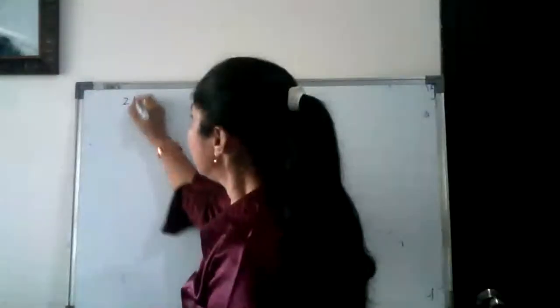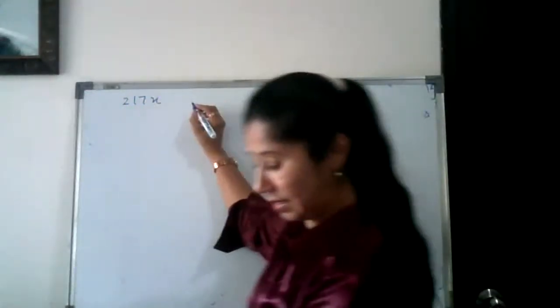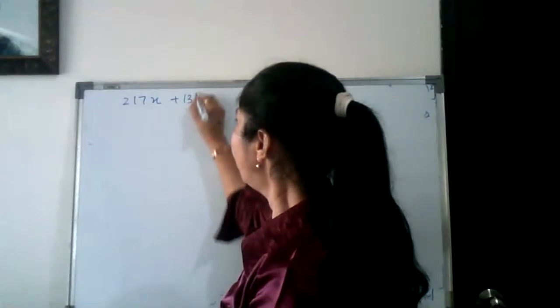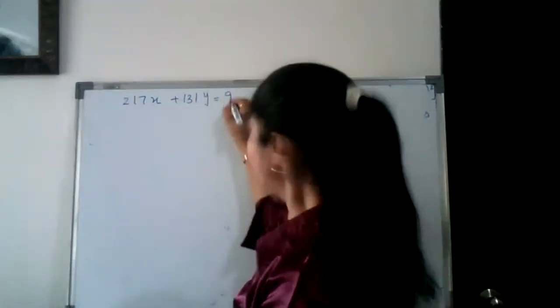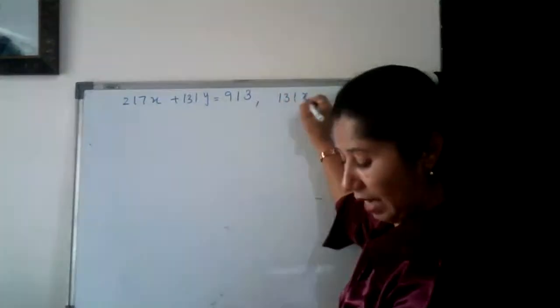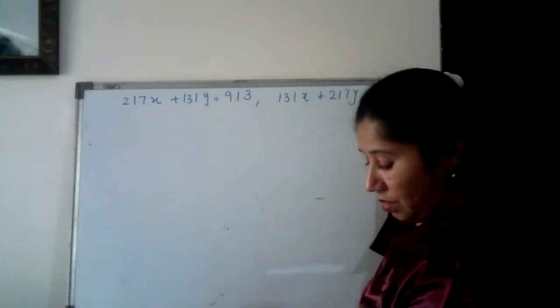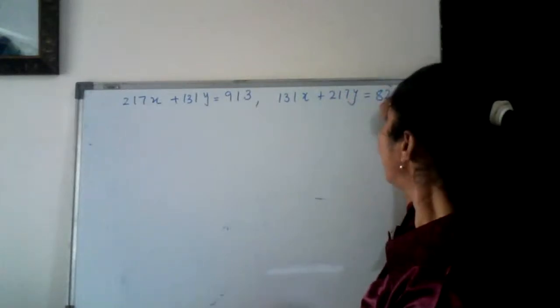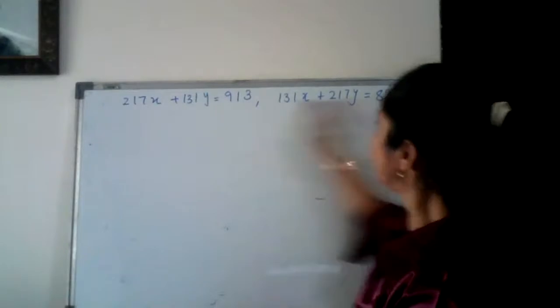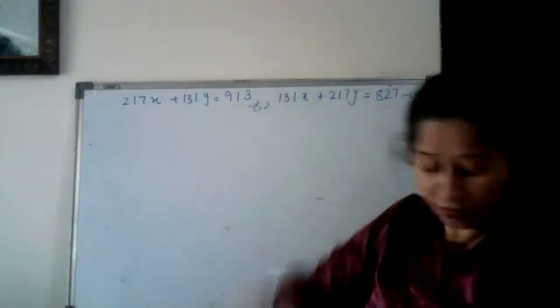Okay, now look at this number, 217x plus 131y is equal to 913. Second equation is 131x plus 217y is equal to 827. Could you see the equations?